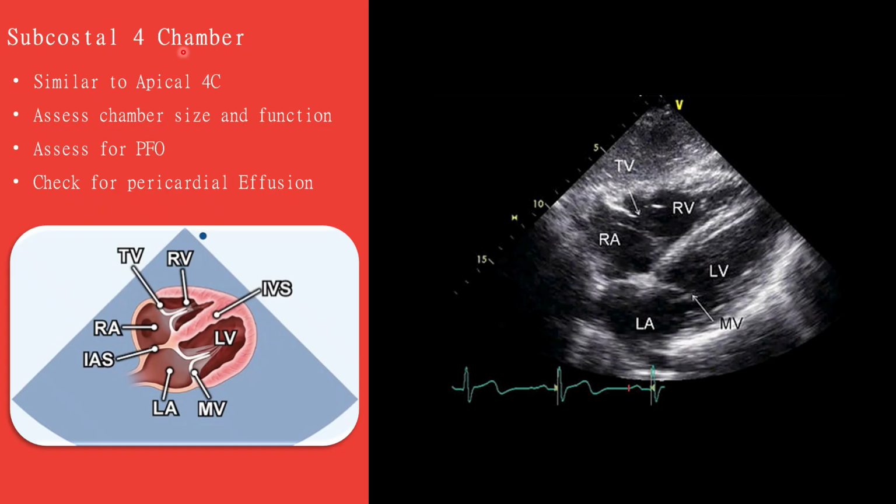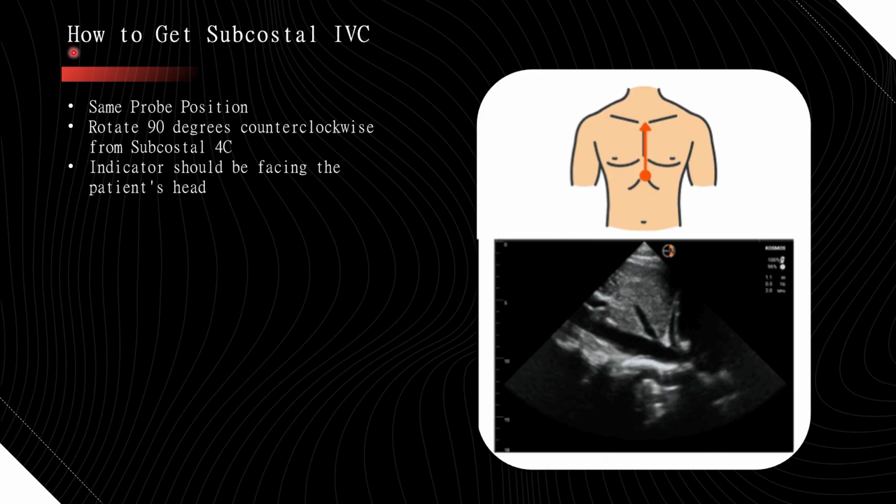Subcostal four-chamber. This is similar to the apical four-chamber. We will assess chamber size and function, assess for PFO, and check for pericardial effusion. We can see the left atrium, right ventricle, and the left ventricle. The mitral valve and tricuspid valve. We will check for the patent foramen ovale right here with color Doppler to see if there's any blood flow coming through.